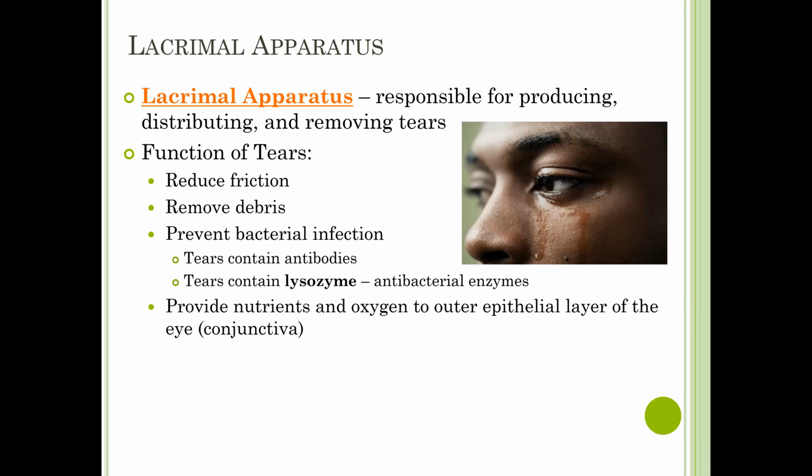And then finally, tears also provide nutrients and oxygen to the outer epithelial layers of the eye, so the conjunctiva. If you remember from last semester, epithelia is avascular, meaning it doesn't have blood vessels to bring nutrients and oxygen to it. It normally gets this from underlying connective tissue, but in the case of the eye, there's not a lot of space for underlying connective tissue, so the nutrients and oxygen are coming from the tears.